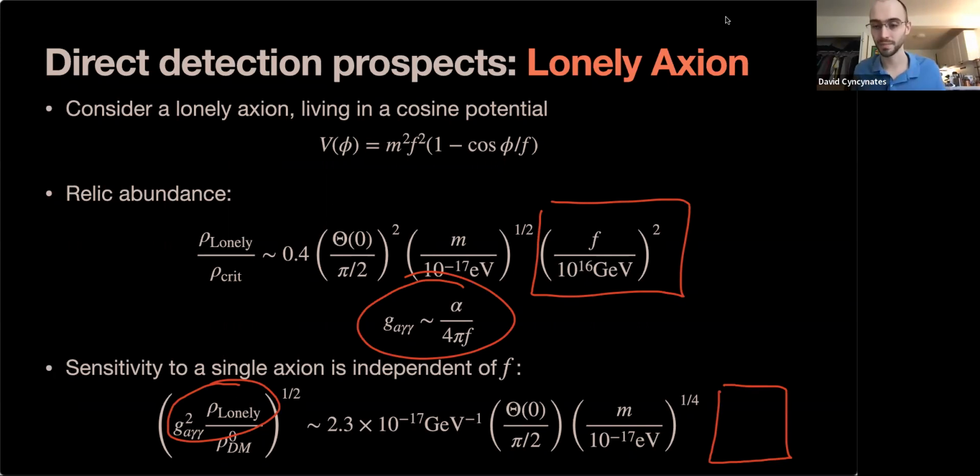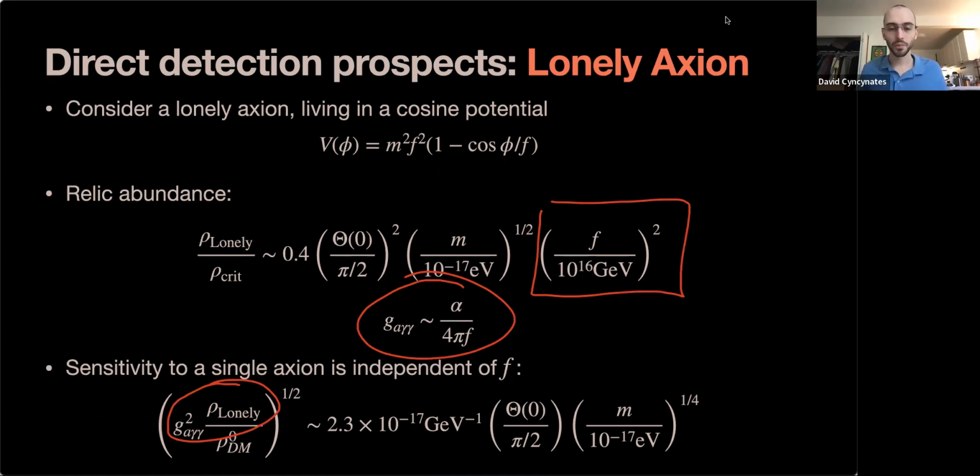of the decay constant. What this means is that if you have an axion with a tiny decay constant that only comprises a small subcomponent of the dark matter, it will be exactly as visible as an axion with the same mass, but a much larger decay constant that comprises all of the dark matter. In other words, dark matter haloscopes are not sensitive to the fraction of the dark matter that the axion composes, if that axion is undergoing misalignment production.